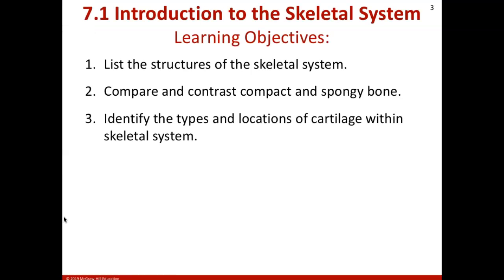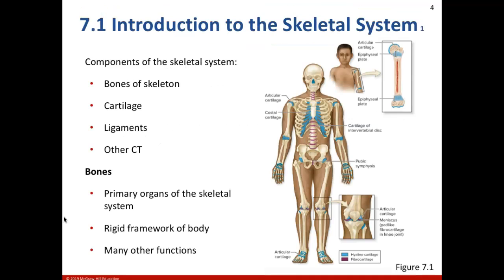Here are your learning objectives. And we'll start off discussing the components of our skeletal system. It is going to be made up of your bones, of course, and cartilage. We also have ligaments that connect bone to bone and other connective tissue.